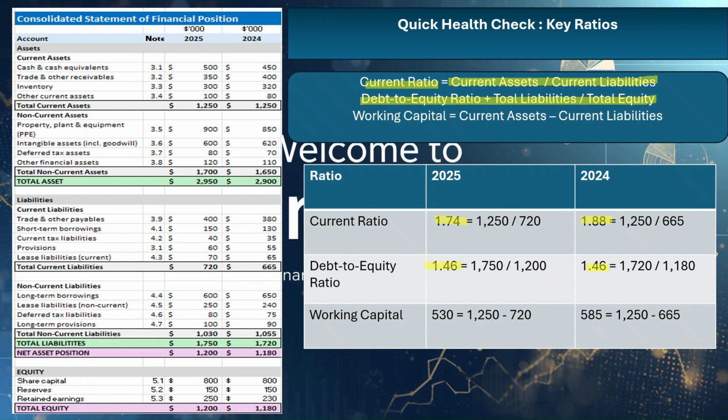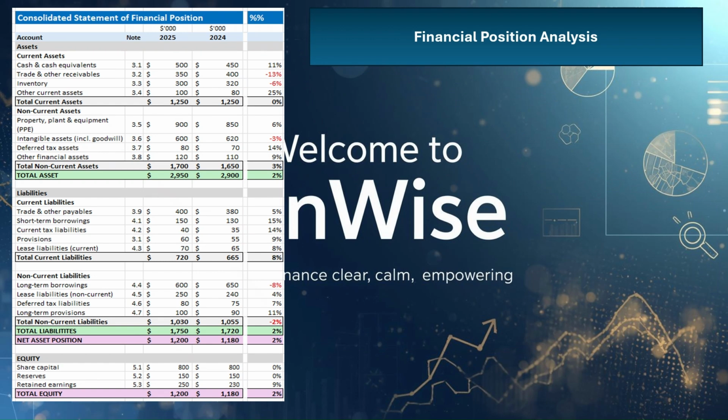The equation for working capital is working capital equals current assets minus current liabilities. Working capital has decreased by $55,000, even though current assets remained flat. But this reflects an increase in current liabilities, which could be due to higher short-term borrowings or payables. Not alarming yet, but combined with the drop in current ratio, it suggests the company is operating with less liquidity cushion.